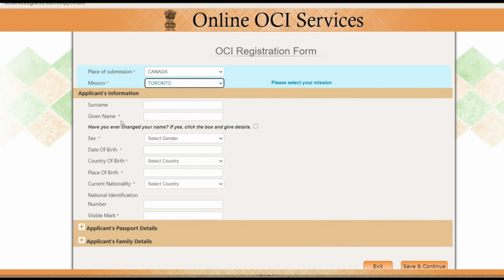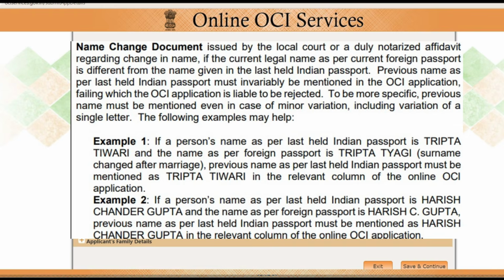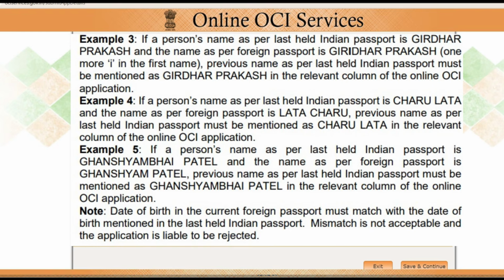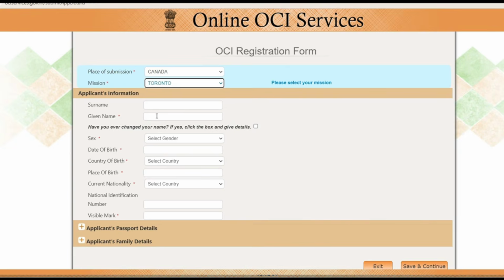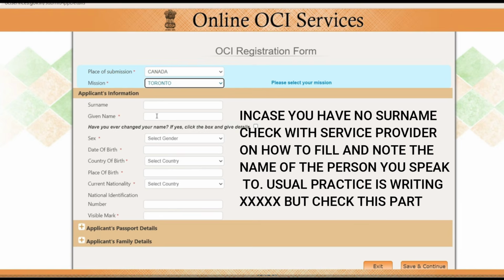Then given name and surname as it is given in your current passport. So make sure you're not making any mistake. If there has been any name change between your current passport and your previous Indian passport, you have to give your current passport name here. And also, if there is any name change, you will be sending a notarized affidavit document photocopy along with the application. So that will go as an additional document along with the application.